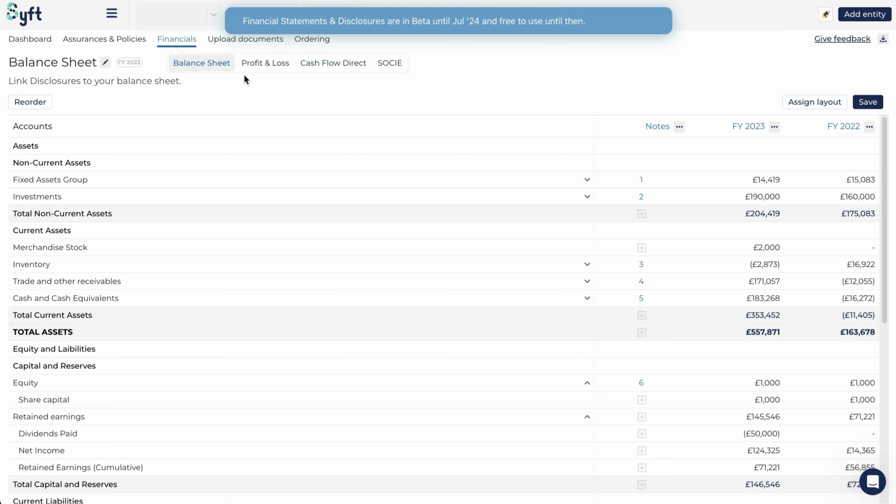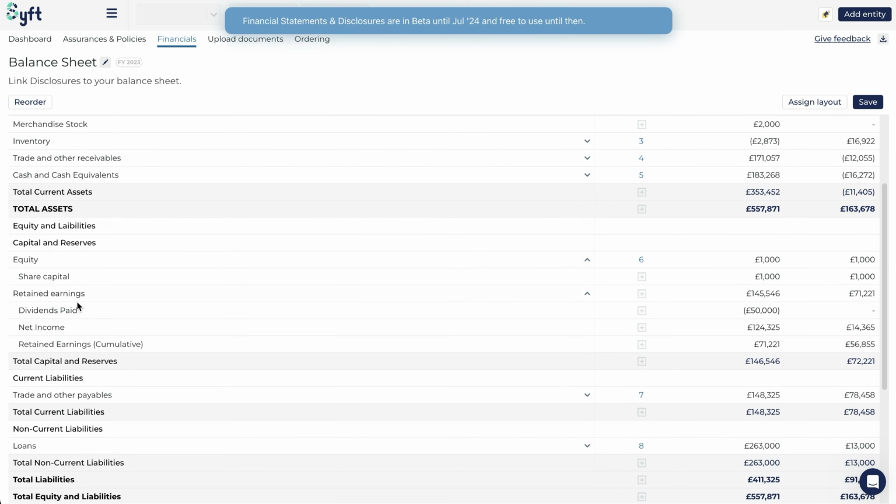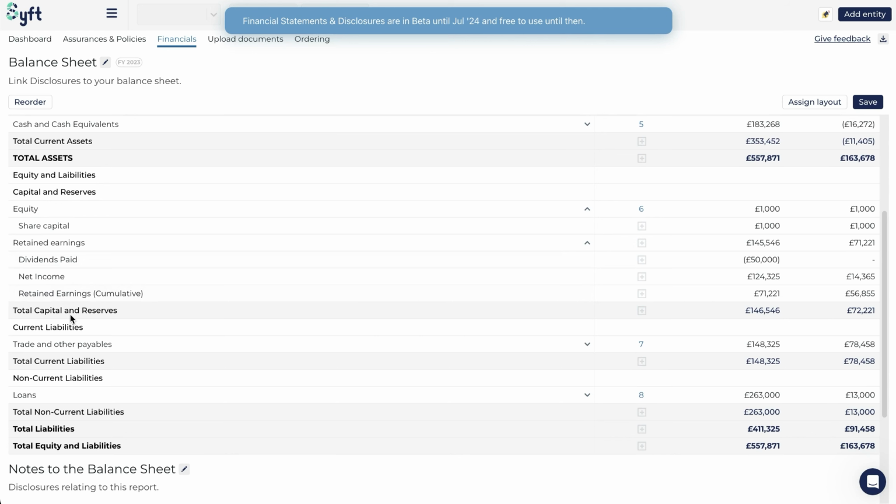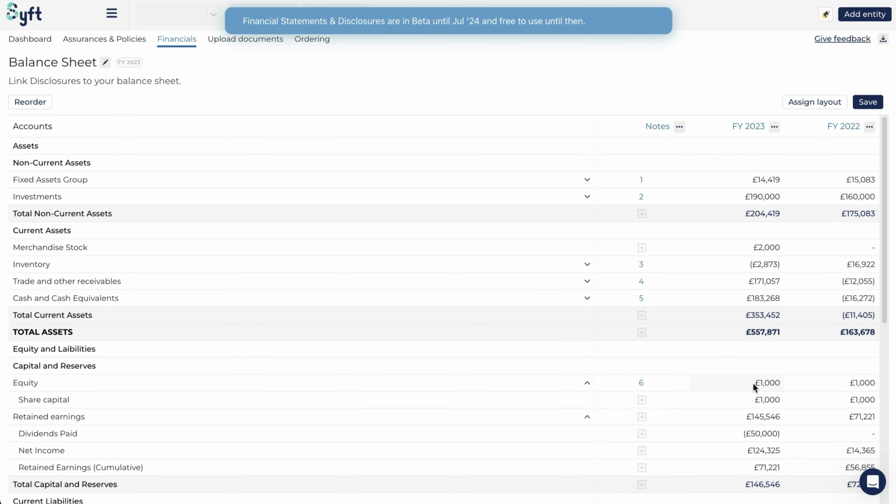Let's briefly discuss each of them. The balance sheet or statement of financial position provides a snapshot of a company's financial position at a specific point in time. The balance sheet also includes all the assets, equity, and liabilities of a company. The balances presented in the balance sheet are the closing balances for the financial period selected.